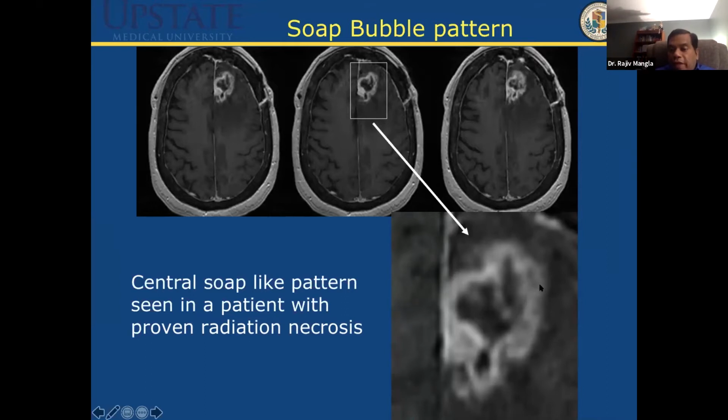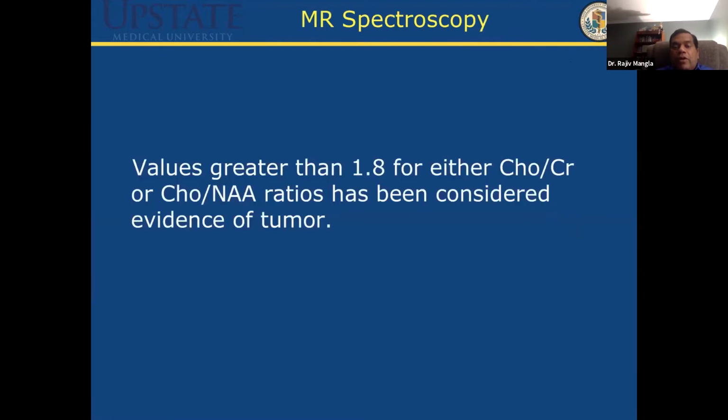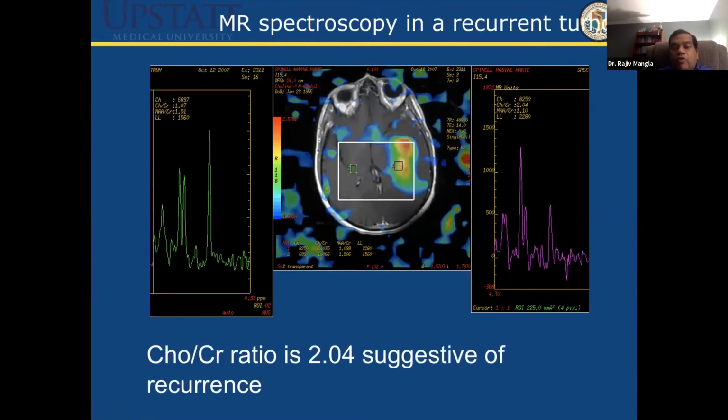If I can convince you, this is solid enhancement, but within this solid enhancement there is necrosis. So what favors recurrence? Then we can use spectroscopy. On spectroscopy, you can see there is a very high choline to creatinine ratio in cases of high grade tumors, like in case of recurrence.